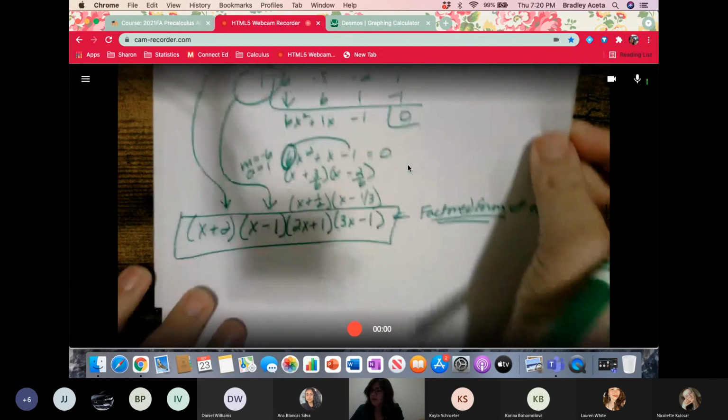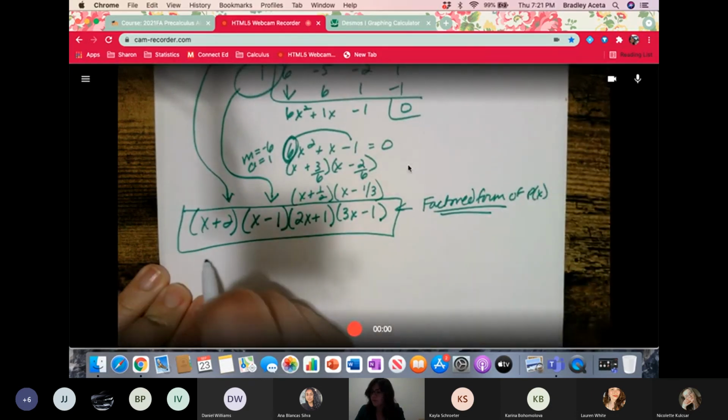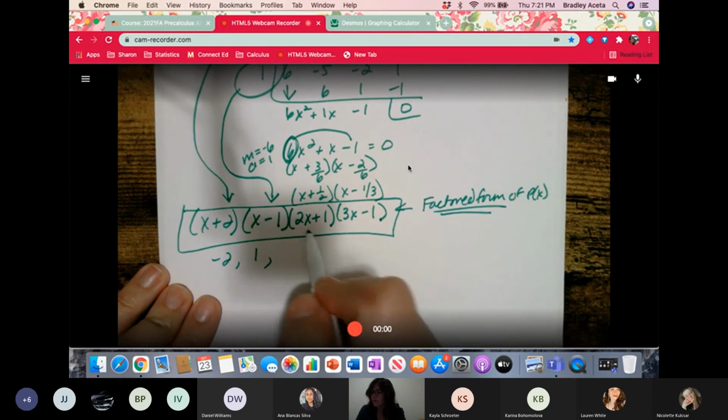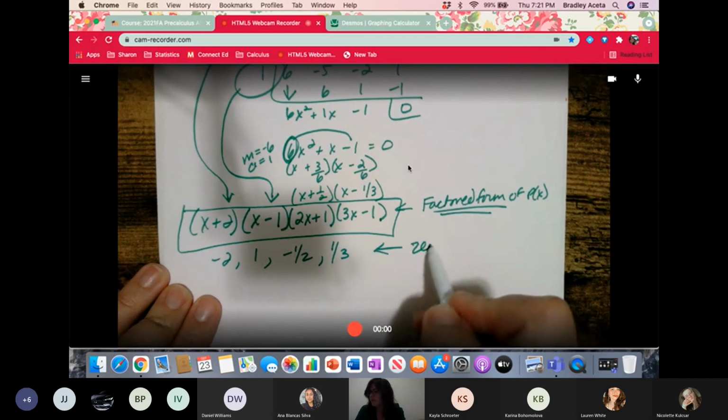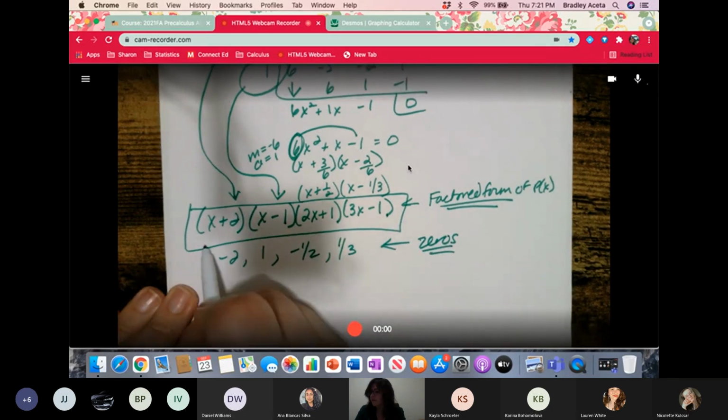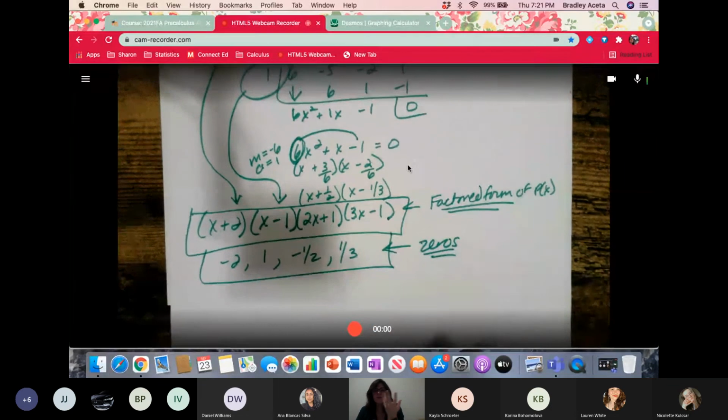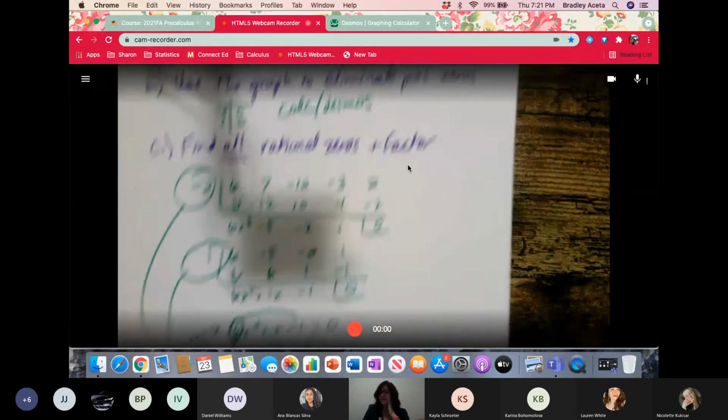And then these are all your zeros: negative 2, 1, negative a half, set that equal to 0, positive 1/3, set that equal to 0. These are your zeros, depending on what they ask you for. But see, it's not that hard.